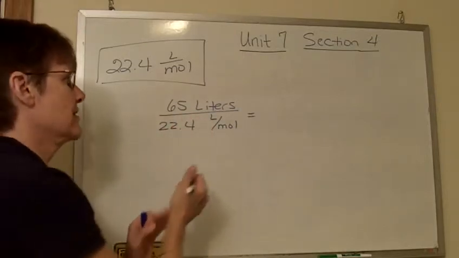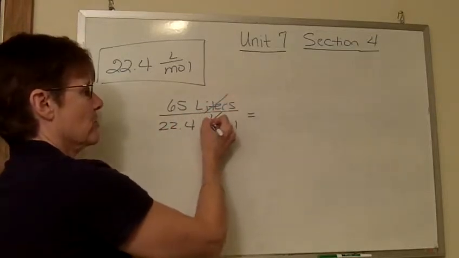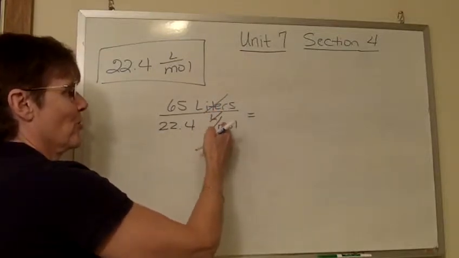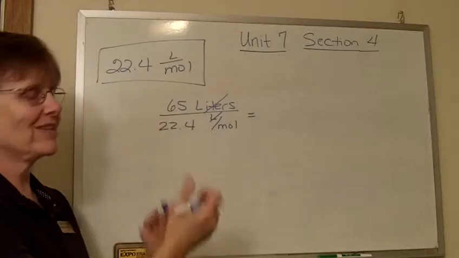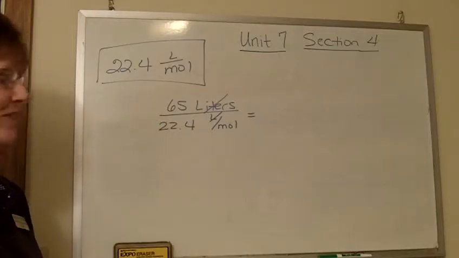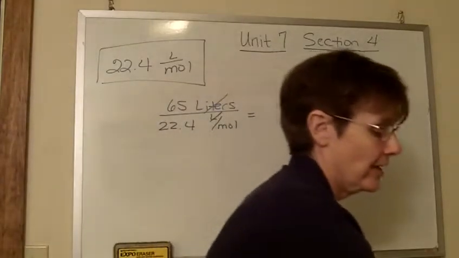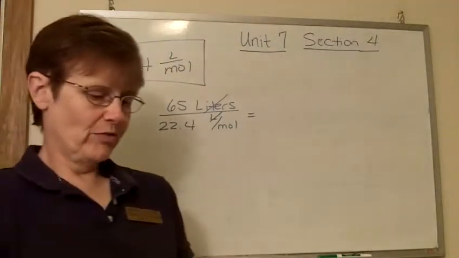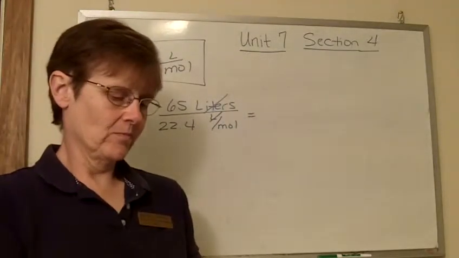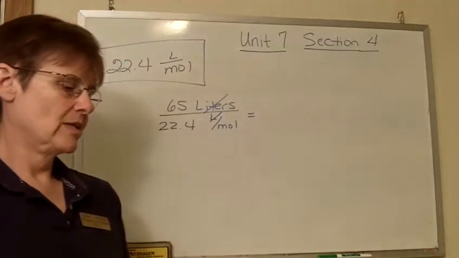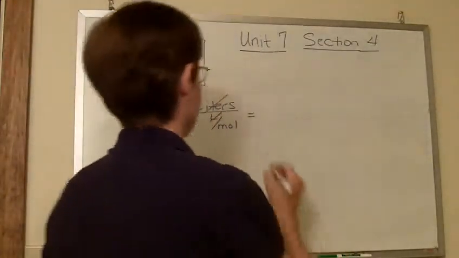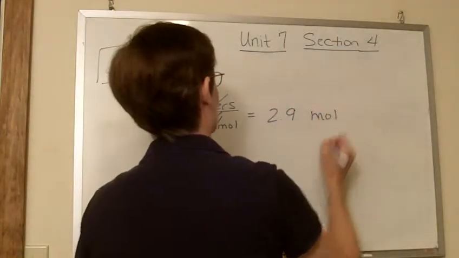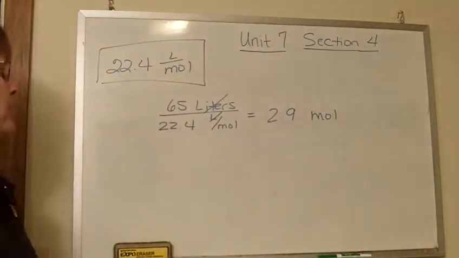Another way to look at this is just to say that liters and liters will divide out, which leaves us 1 over mole. So the two 1 overs cancel each other out, and that leaves us with moles. Another way to handle this is just to memorize it. All right, 65 over 22.4. Answer is 2.9. So there's problem number 1.